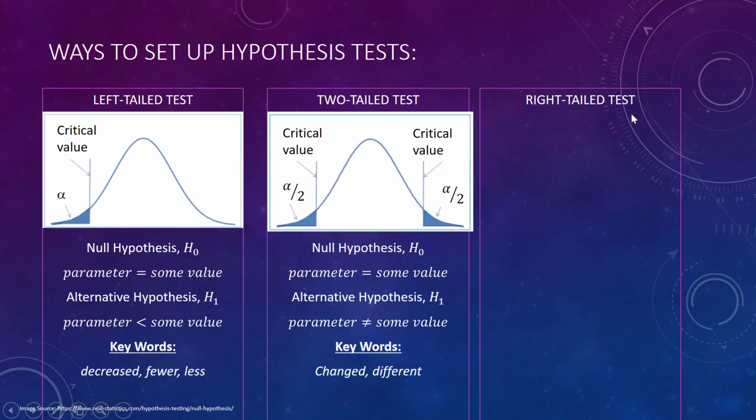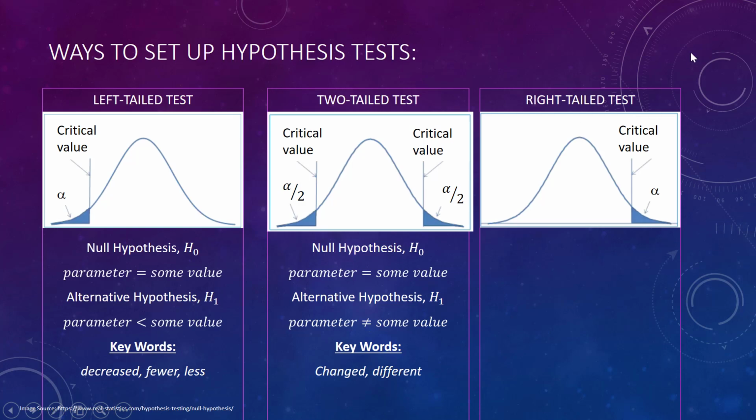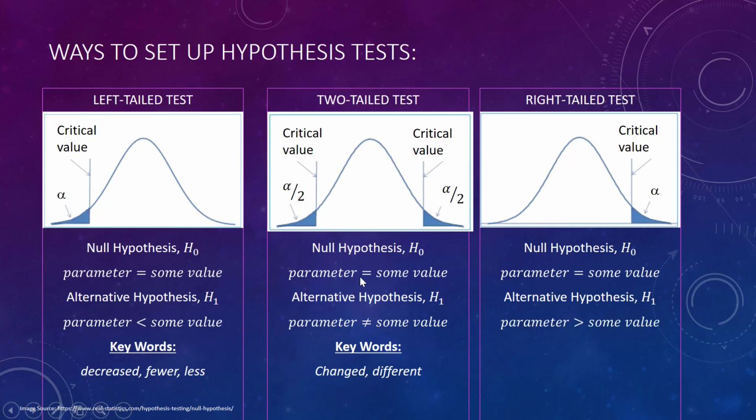Let's now look at a right-tailed test. In a right-tailed test, we have a single critical value that separates the top alpha part of the probability distribution from the rest of the curve. Again, our null hypothesis is still H0, and it says that the parameter equals some value. Notice that the null hypothesis in all three tests is exactly the same. The only difference among these tests is the alternative hypothesis.